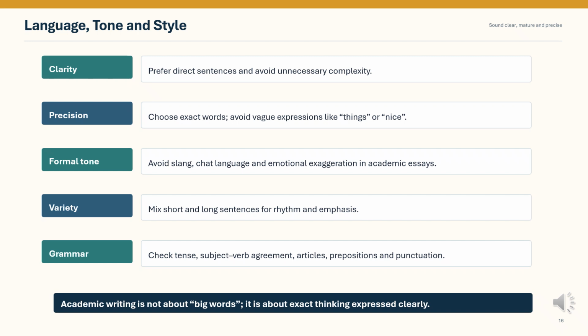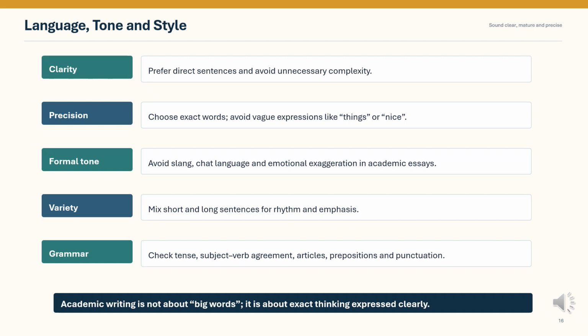Now, first, we need to focus on clarity, that is, use direct sentences. Avoid making sentences that look complicated. Unnecessary complicated sentences must be avoided. Next is you need to focus on the precision. Now, what I mean to say is you must avoid vague languages like things, nice, good. Use exact words that brings precision.